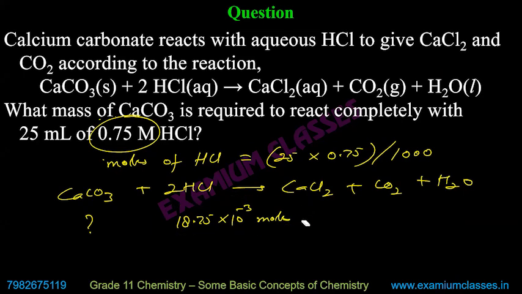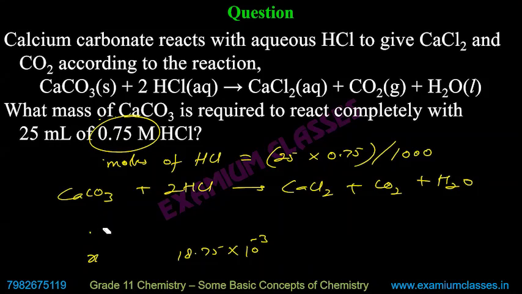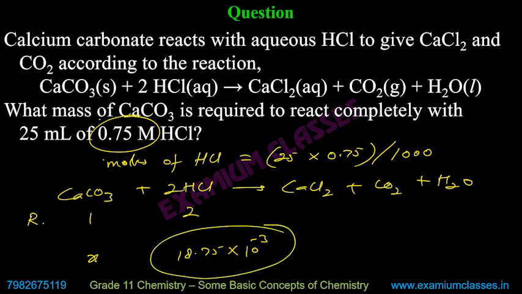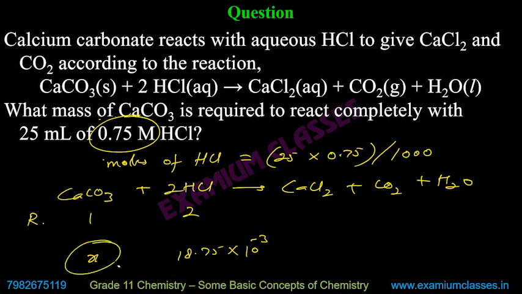Now, the question becomes just a stoichiometric ratio question. Let me write it here according to the reaction. According to the reaction, 1 mole of CaCO3 reacts with 2 moles of HCl, right? This ratio is given. So you need to calculate these many moles will react with how many moles of calcium carbonate. That is asked. Is this part clear or not?